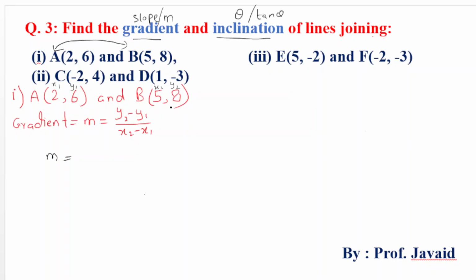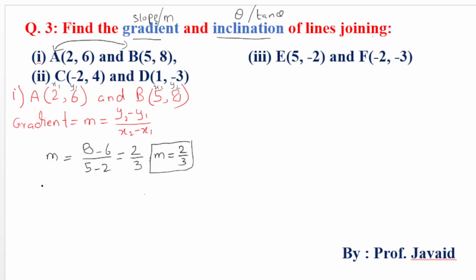Look, y2 minus y1, these two are y basically. So 8 minus 6 first of all, and down 5 minus 2. That's going to be 2 by 3. So we got the slope: m is equal to 2 by 3. This is the gradient. Now we have to find the inclination.